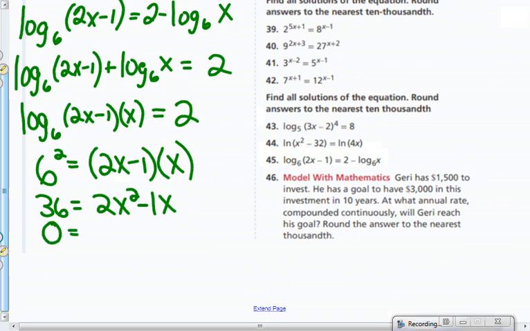Get 0 on one side, and then hope that you can use the quadratic formula. No, hope that you can factor it. Can you? You need something times something to make 36, and then that needs to add up to -1 in the middle.